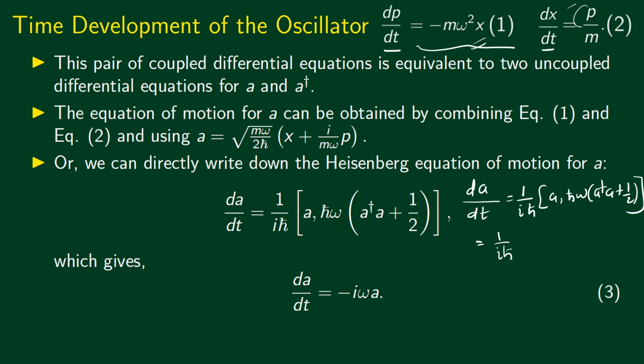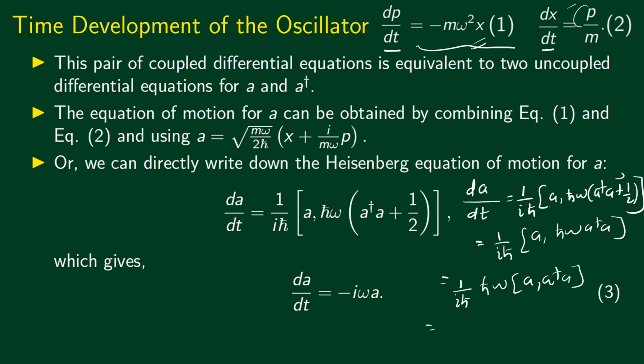This is equal to 1 divided by iħ, the commutator of a with ħω a†a, because the other term is 0. The commutator of a with ħω multiplying half is 0. Now this can be written as 1 divided by iħ. The commutator ħω can be pulled out, so we are left with the commutator of a with a†a.